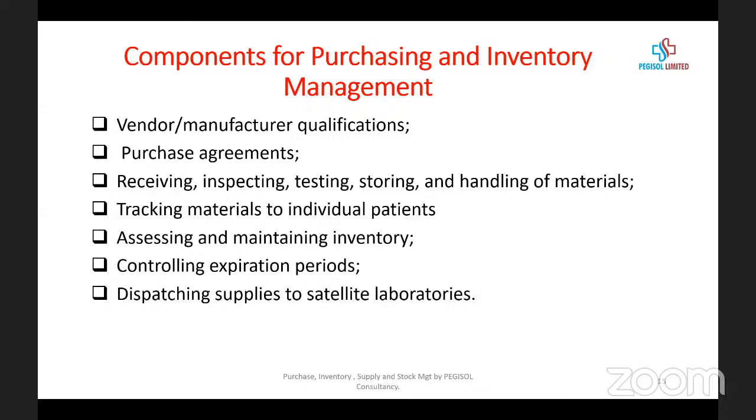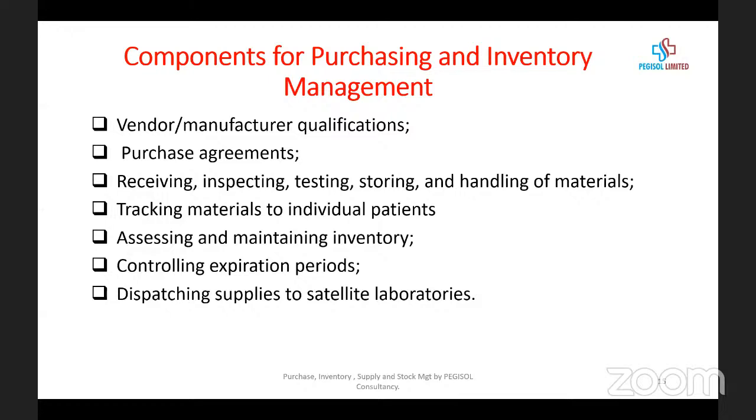Okay, I proceed. Now, one of the components of purchase and inventory management is vendor and manufacturer qualification. There must be a documented procedure for vendor and manufacturer qualification. Before you onboard a vendor or a manufacturer that supplies you, there must be certain criteria that the vendor and the manufacturer have to meet before they are qualified to supply you reagents and consumables. So there must be a documented procedure and qualification.